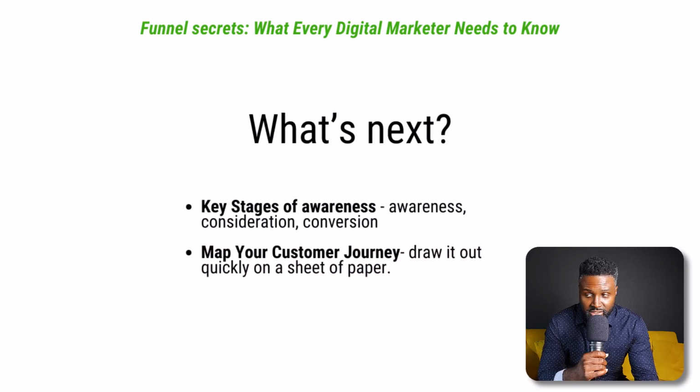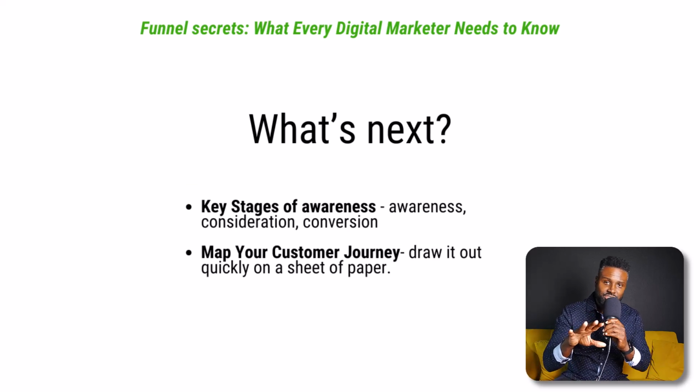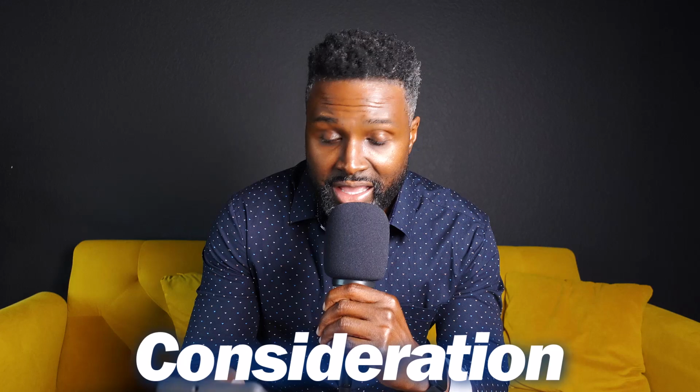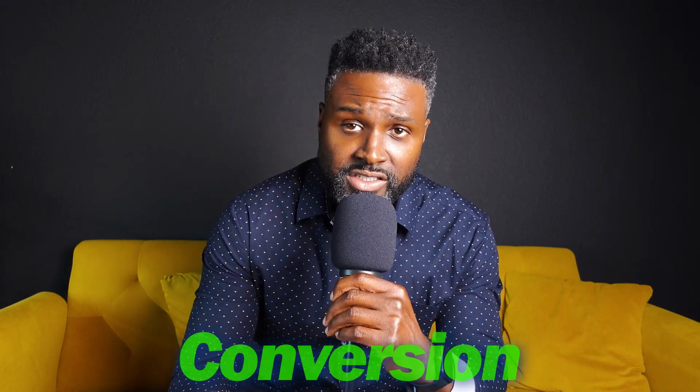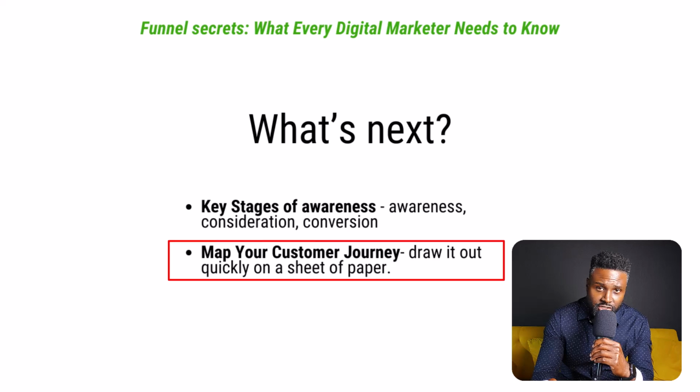And what's next? Well, you've probably heard of the key stages of awareness, and I like to keep it simple and just break them down into 3 categories. And those categories are awareness, consideration, and conversion. And you need to make content for each one of these different types of stages. And then the next thing you also need to do is map out your customer journey.